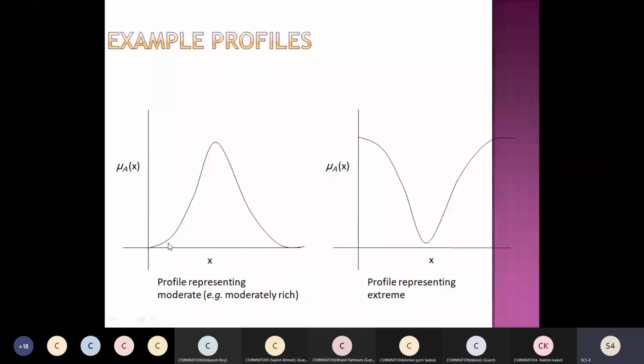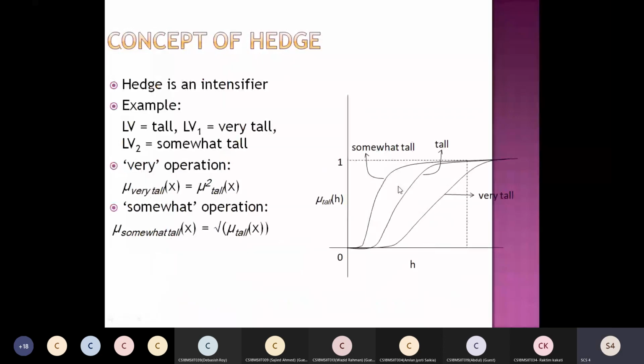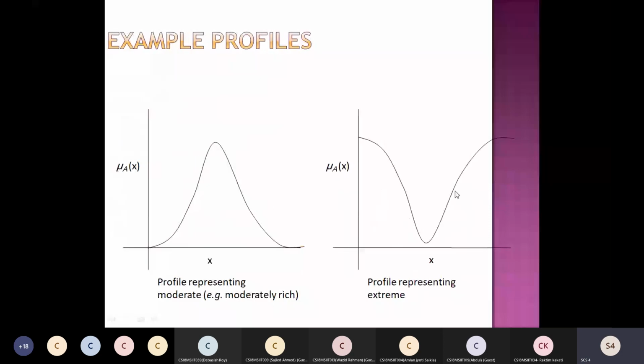Now look at the diagram carefully. Moderately rich means what? This diagram is not exponentially increasing. It increases somewhere and then decreases again. That's why it is moderate. So this profile is representing somewhat moderate. And extreme means it is decreasing sharply at some point. Here you can see this whole portion is decreasing sharply, okay, that is representing the extreme portion.